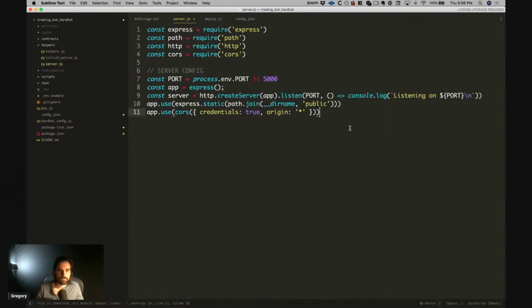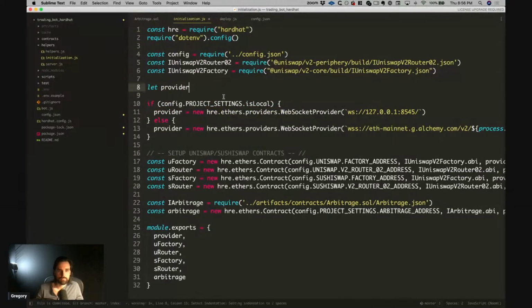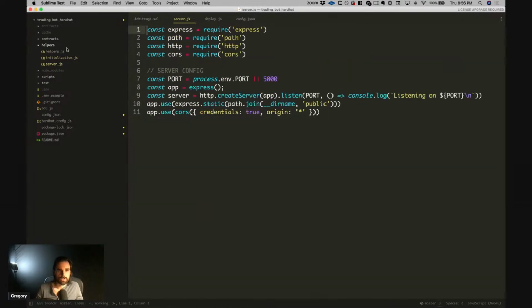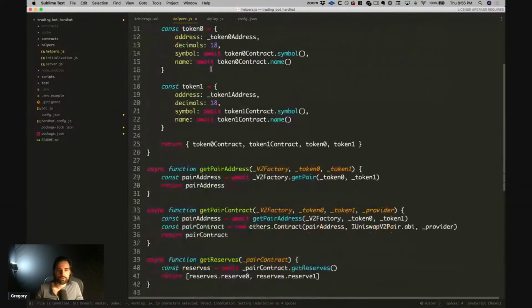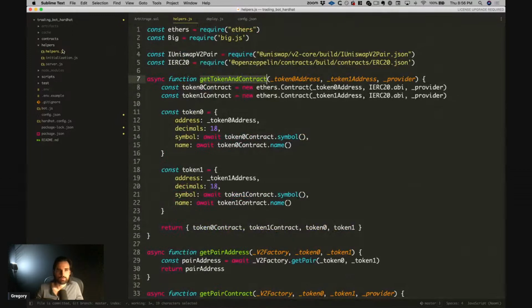Server.js just configures the server. We've got some initialization, which pulls in all those settings. We've got the server.js helpers, which is what I was looking for. We use these functions pretty extensively. I'll just leave this open because we'll refer back to it.